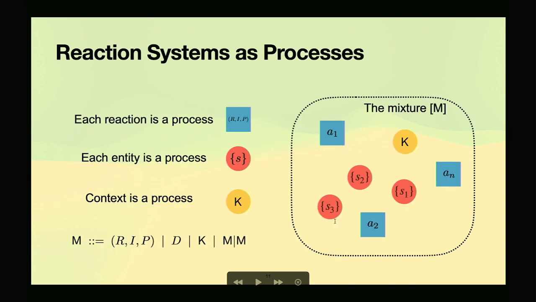Now, we want to look at reaction systems as processes. Each reaction is a process, each entity in the system is a process, and the context as well is a process. We put all these elements in parallel, and we have what we called at the beginning the mixture. So every reaction, the context, and every entity are processes. It means that we have to define their behavior with the structural semantics.